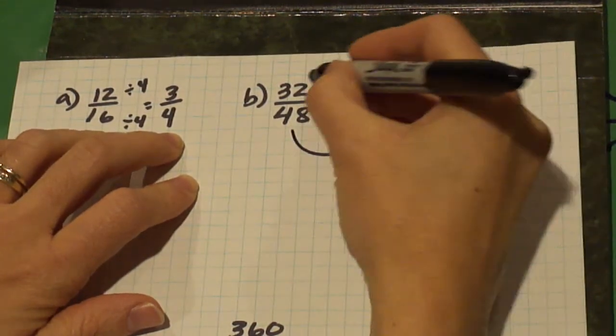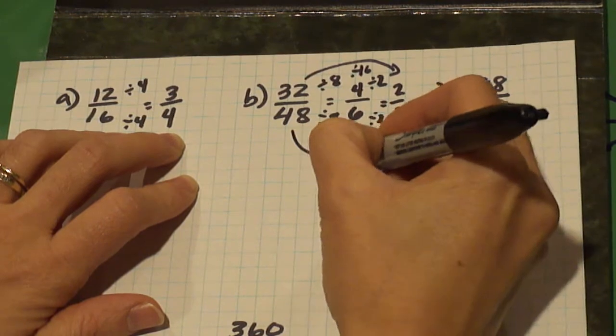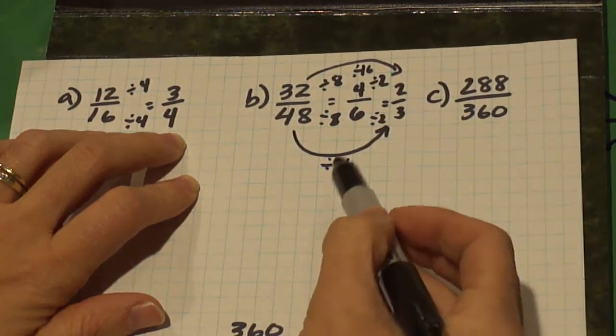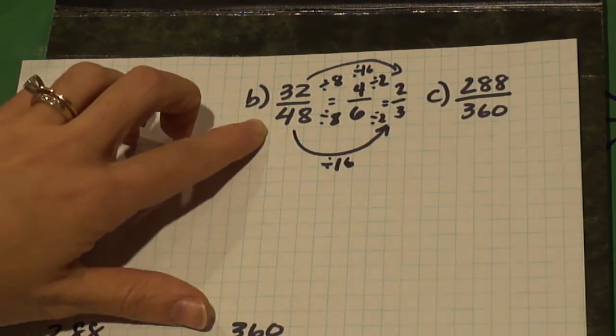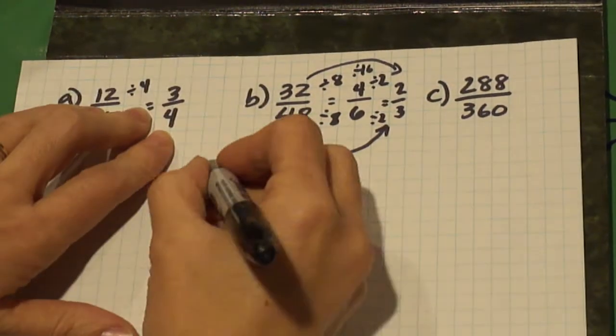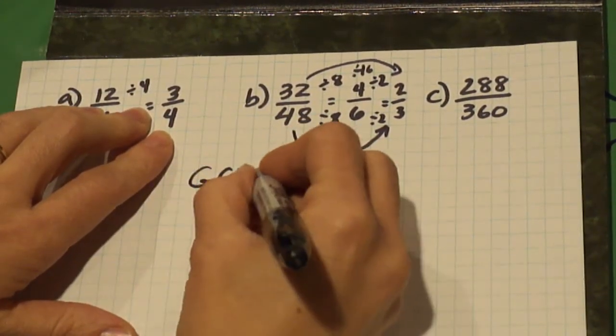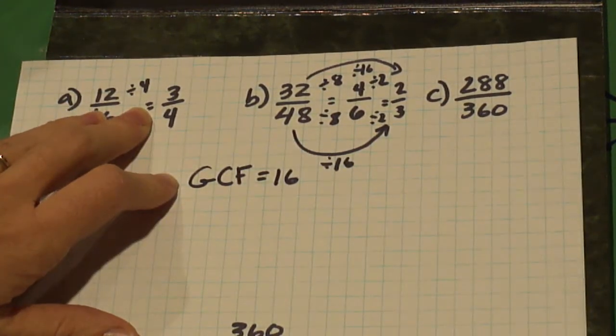To get there more directly, I could have divided by 16. Notice that dividing by 16 is the same as dividing by 8 and then dividing by 2, because 8 times 2 is 16. I'm pulling all of the factors out at one time. To do that, you want to pull out the greatest common factor. The greatest common factor of 32 and 48 is 16. That's the one that'll get you to the lowest terms the fastest.